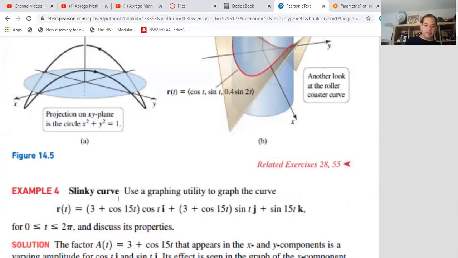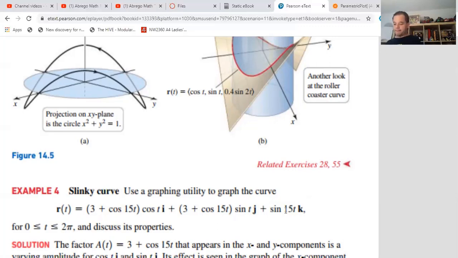So this one is now 3 plus cosine 15t times cosine t. 3 plus cosine 50t times sine t is the y component, and the z component is sine of 15t. Okay? Let's think about that one. So what is happening in this one? Well, this is a bit harder to explain without looking at the graph, but we'll give it a shot.